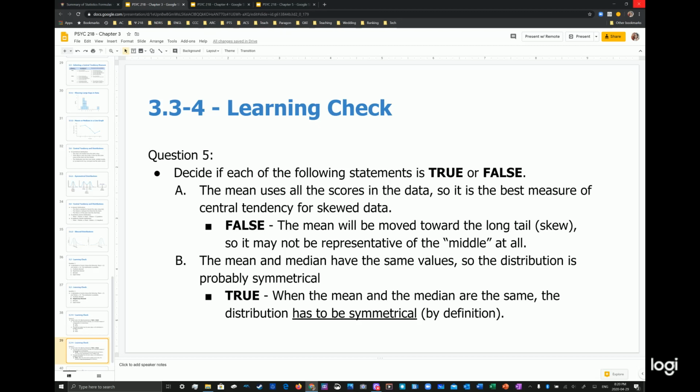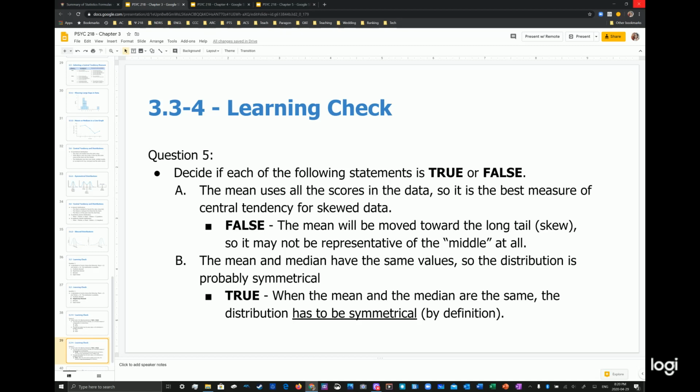For B, yes, when the mean and median are the same, the distribution has to be symmetrical. It's not just probability, it has to be by definition, because both sides of the distribution have equal portions, and when the mean is exactly the same as the median, there's only one explanation.